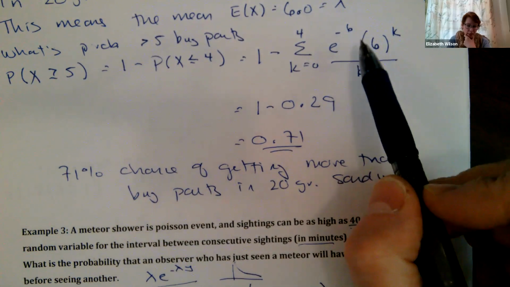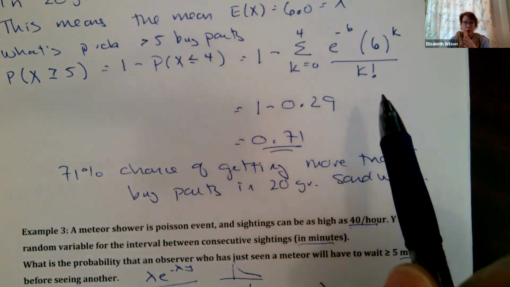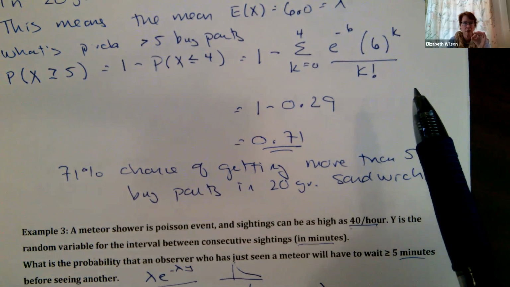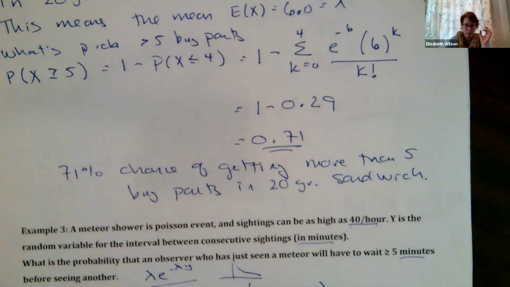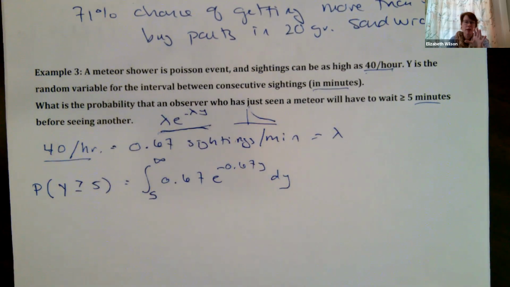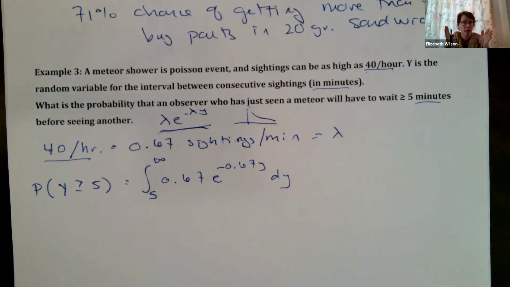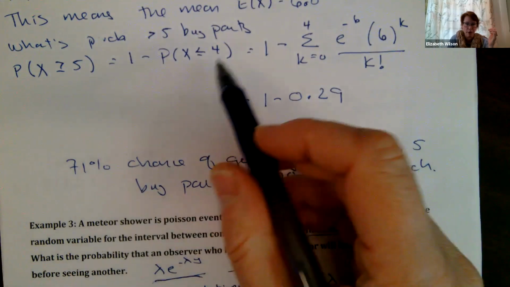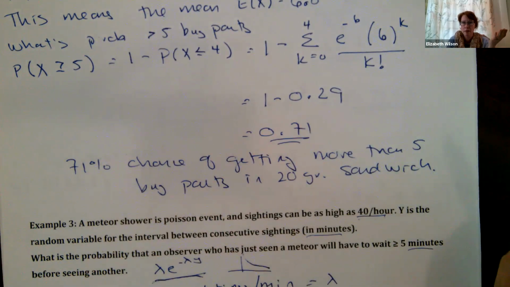Well, this one here is discrete because I've got bug parts, and so I'm looking at how many bug parts I'm going to get. That's a discrete value. But this part of my Poisson process is modeling the time between consecutive events, and time is going to be a continuous variable. Does that make sense? Time itself is a continuous variable, whereas how many bug parts we have is discrete.